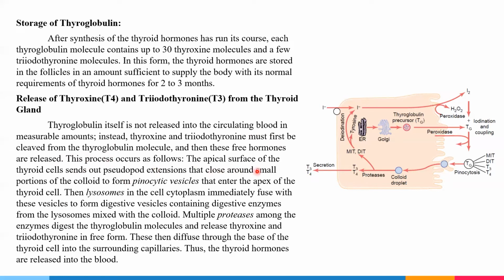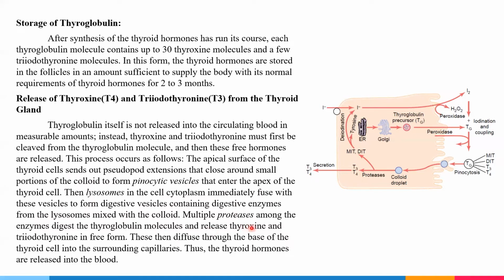The apical surface of the thyroid cells sends out pseudopod extensions that close around small portions of the colloid to form pinocytic vesicles that enter the apex of the thyroid cell. Then lysosomes present in the cell cytoplasm immediately fuse with these vesicles to form digestive vesicles containing digestive enzymes from the lysosomes mixed with the colloid.